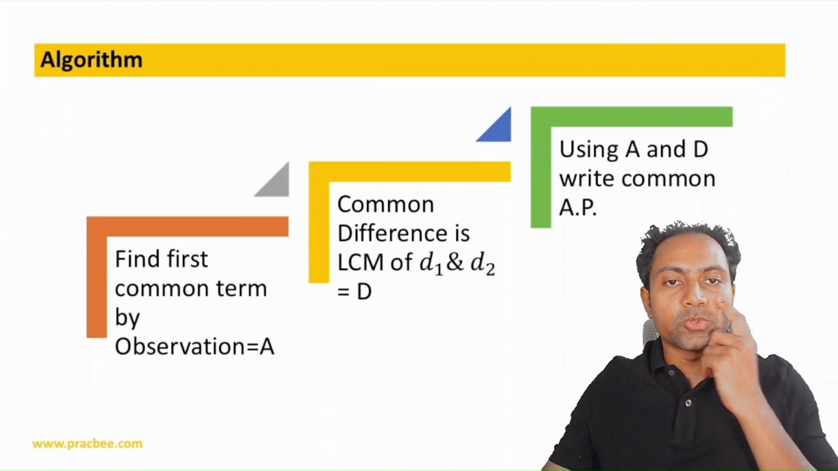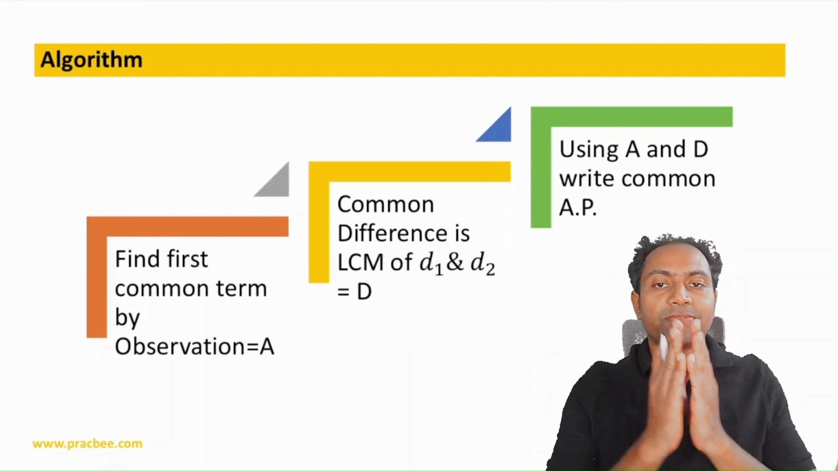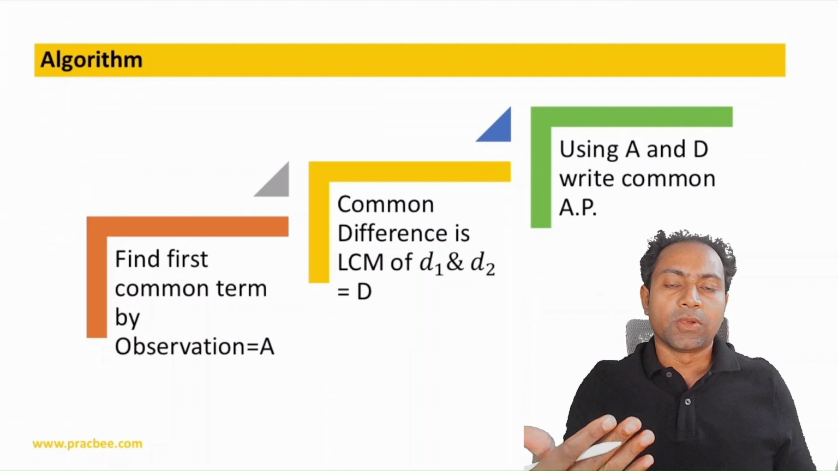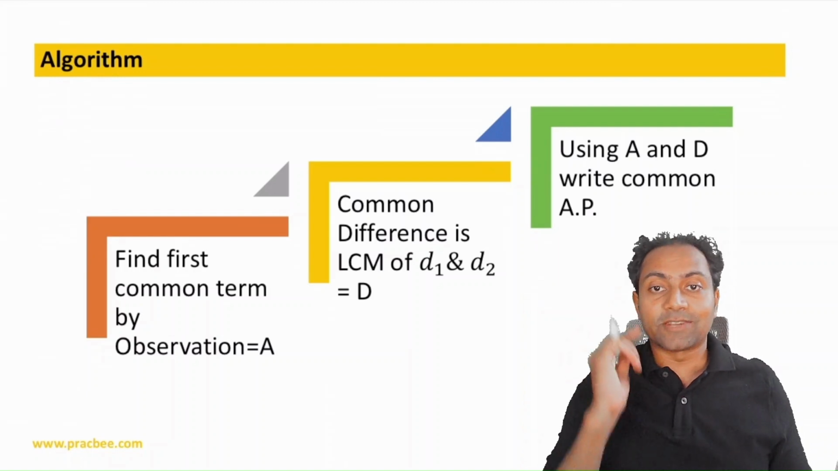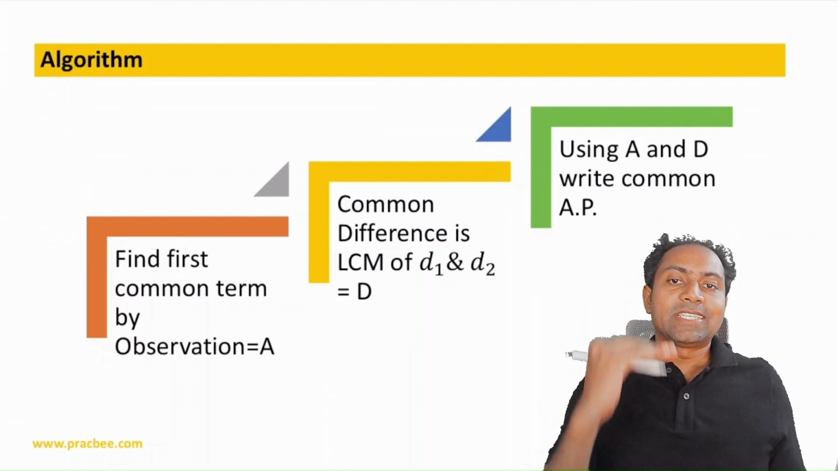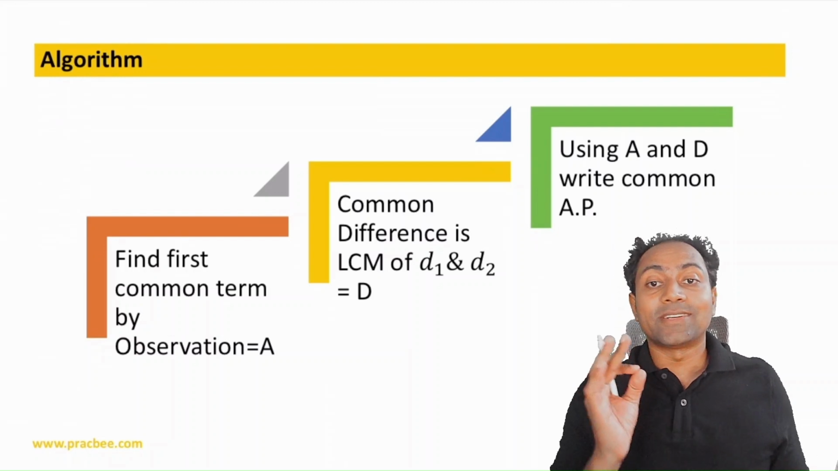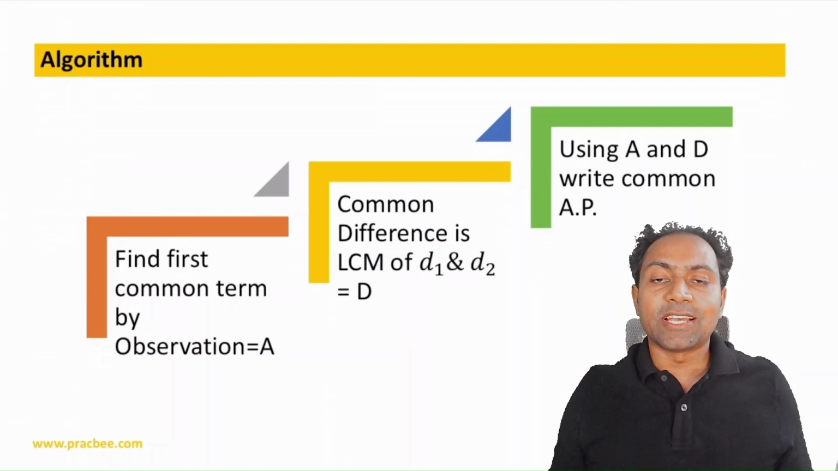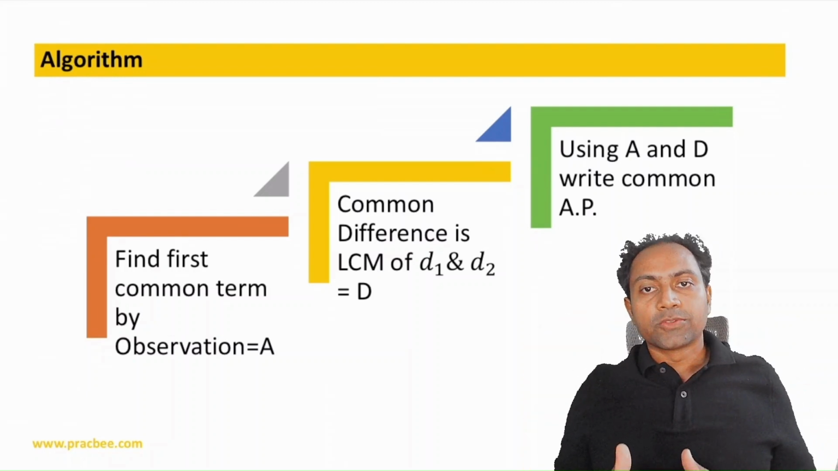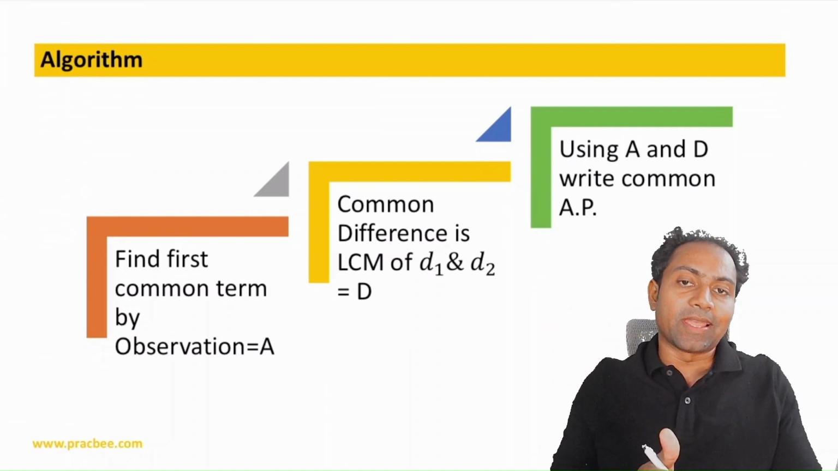Now, in order to approach this question, there is a common algorithm. You have to observe between two APs what is the first common term, by observation. So we can write the terms and physically observe which terms are common, and which is the first common term. Once that is done, observe the LCM of the common differences of the two arithmetic progressions. Let us call that capital D. And then the last part: all these common terms will also be in arithmetic progression. So that arithmetic progression will have its first term as capital A and common difference as D.